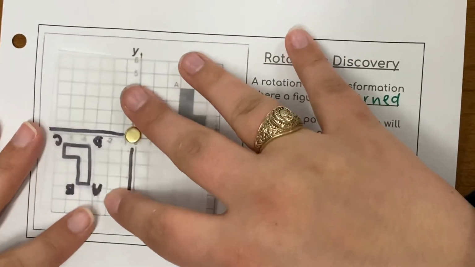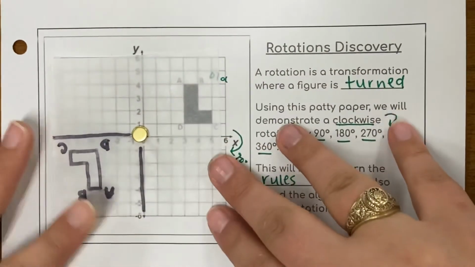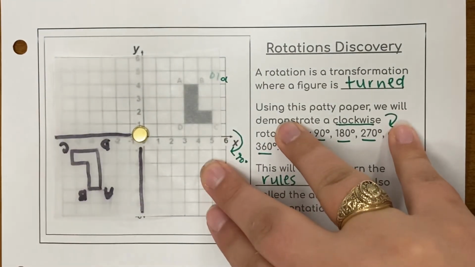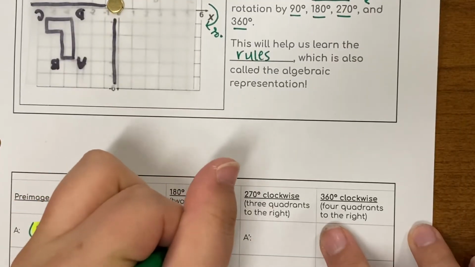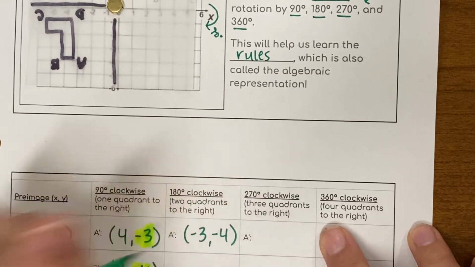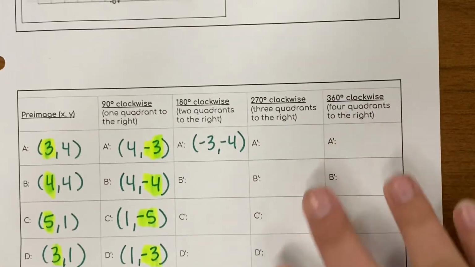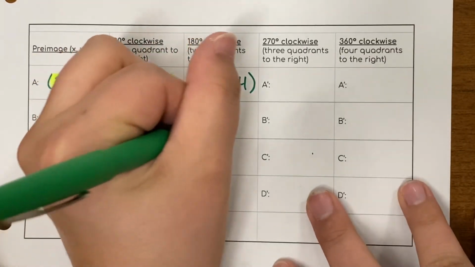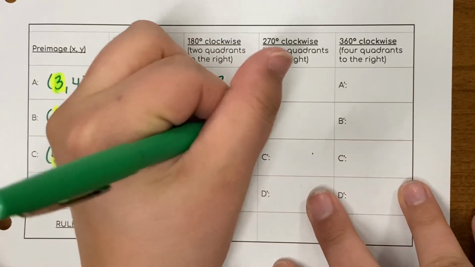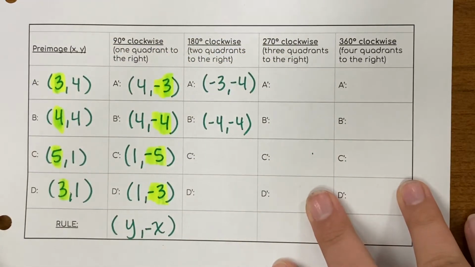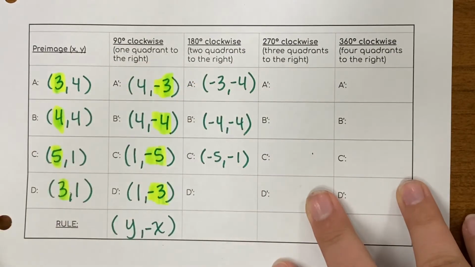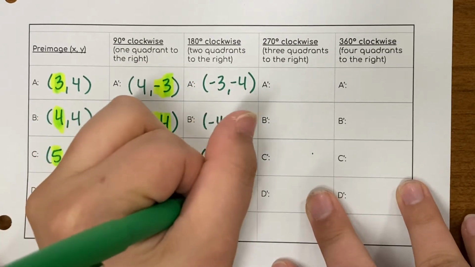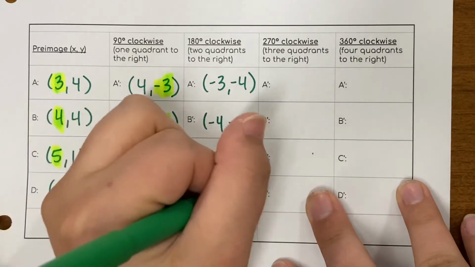Okay? So let's write my points down for this. My A is at -3, -4. My B is at -4, -4. My C is at -5, -1. And my D is at -3, -1.